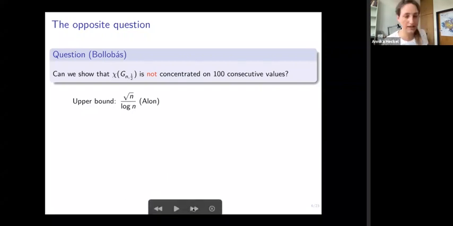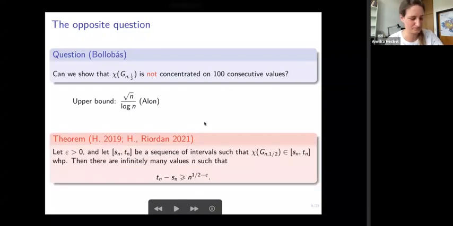So in this talk, I want to tell you a little bit about how the following result is proved. Whenever you have a sequence of intervals S_n and T_n which contain the chromatic number with high probability, then there are infinitely many values n so that the intervals are long. How long? The intervals have length at least n to the 1/2 minus epsilon, where epsilon is an arbitrary constant. Of course, instead of a constant, you could also put in some function that tends to 0 slowly enough.